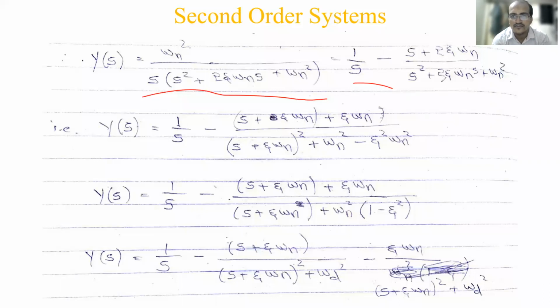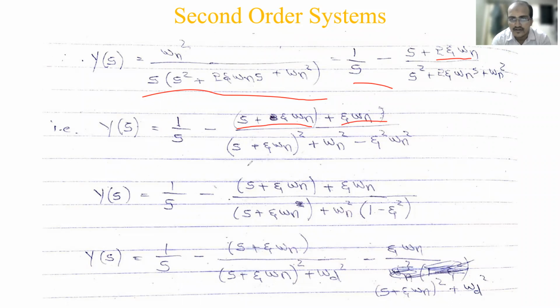So what I will do is, in the numerator, I have a 2 zeta omega n factor. I can split this into zeta omega n plus zeta omega n. A plus A is 2A, right? Same way, I will split that. See here, first part no changes. Second part here, s plus zeta omega n plus zeta omega n. Okay, I will write like that. Denominator, no changes, little changes, right?